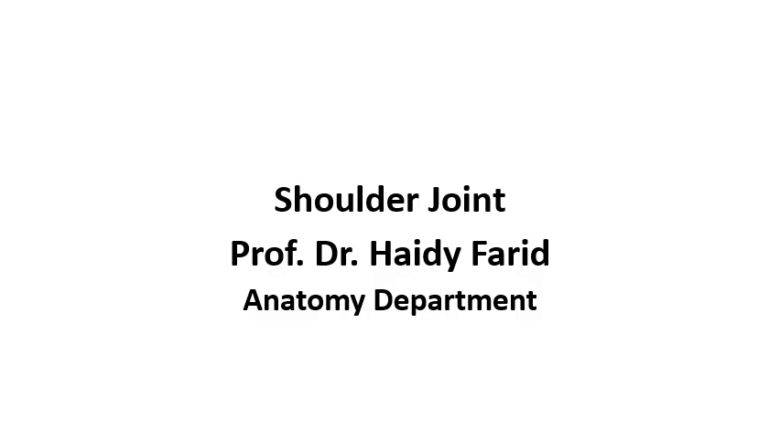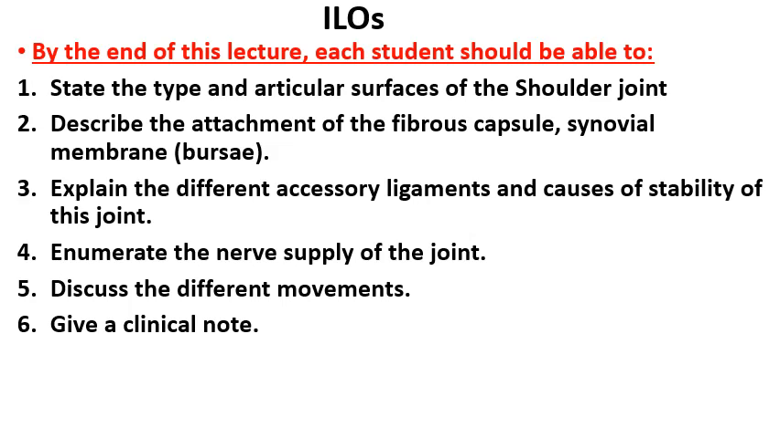Our topic today is about the shoulder joint. We will discuss in this lecture the type of the shoulder joint and the articular surfaces that form the shoulder joint. Then we will describe the attachment of the fibrous capsule and the synovial membrane. We will see what is meant by bursa and what are the different bursae present here. Then we will explain the different accessory ligaments.